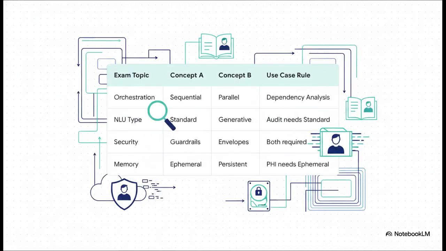All right, if you're taking notes, go ahead and screenshot this summary right now. This maps directly to the AB100 design exam questions we've covered today. If a question is about orchestration, immediately look for dependency analysis. For NLU type, watch out for strict audit needs pointing you straight to standard NLU. For security, just remember, guardrails dictate what an agent can say, while envelopes dictate what it can do. And for memory, ephemeral is your absolute go-to for PHI data minimization.